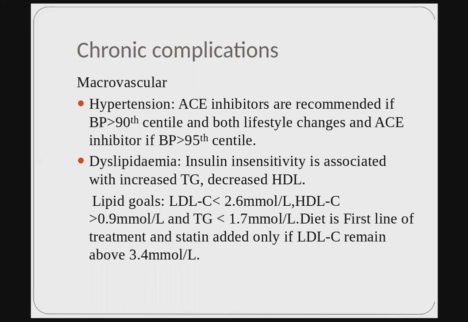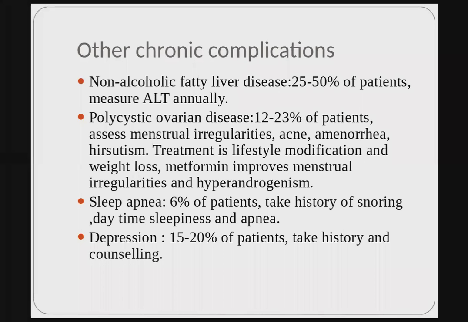Other chronic complications are sleep apnea, which is seen in 6% of patients. How do we want to pick this? You take a history of snoring, daytime sleepiness and apnea, because if one snores, the person may not be able to sleep well at night, and tends to sleep more during the day. Besides that, if a child snores, some of them may develop apnea. One needs to inquire whether the child, while sleeping, suddenly wakes up and starts gasping for air. All this needs to be asked while taking history.